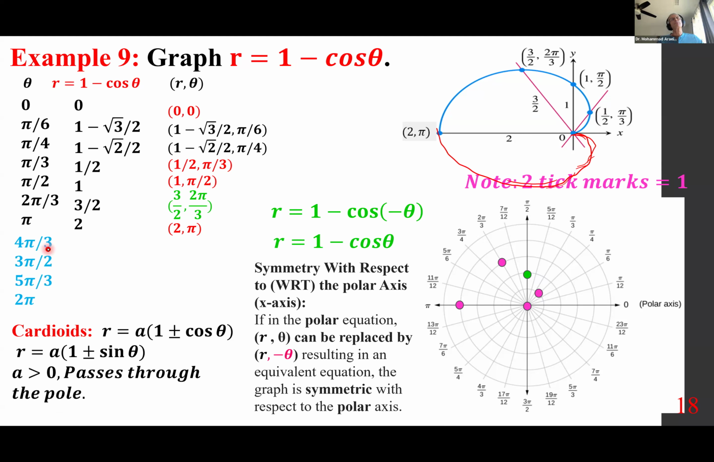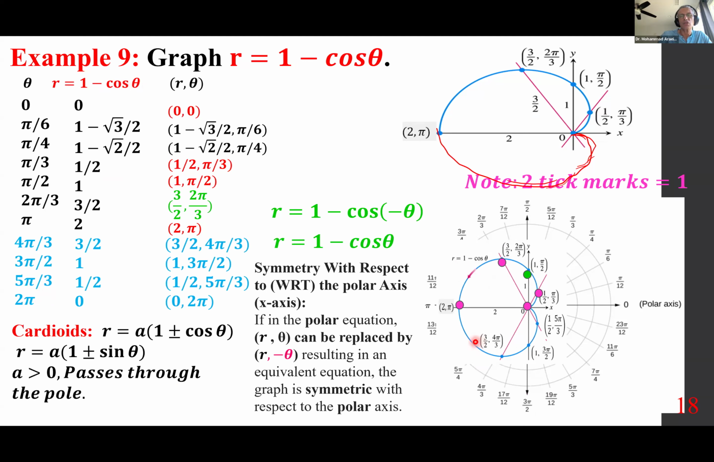4 pi over 3. 4 pi over 3, just like 2 pi over 3 cosine is negative and it becomes the same, 3 halves. 3 pi over 2, this is 0, is just 1. 5 pi over 3 is positive 1 half. 1 minus positive 1 half is 1 half, and 2 pi gives you positive 1, 1 minus that is 0. So those are the ones, and then it's the graph. And again, as I mentioned, really use the fact that it's symmetric and you can easily see the graph.